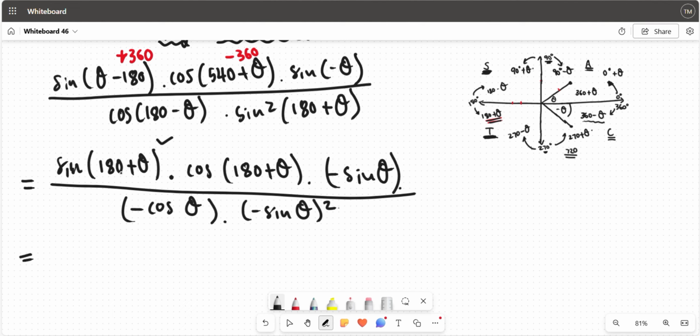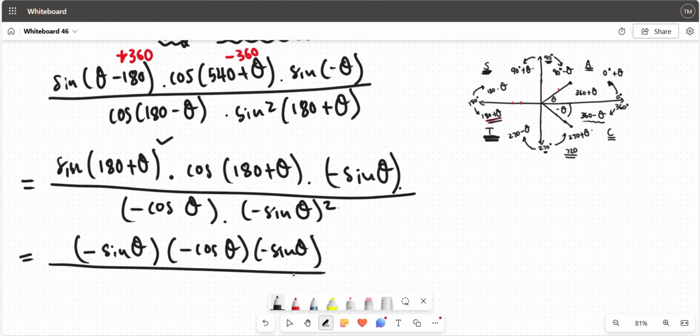Let's reduce this guy, sine of 180 plus, puts us in this quadrant, the T quadrant. So this becomes a negative. 180 plus theta puts us in the T quadrant, and cos is negative there as well. And we still have our negative sign, but we've reduced already. Here we have our negative cos that we've reduced already, and this, if you square it, you just get a positive sine squared theta.